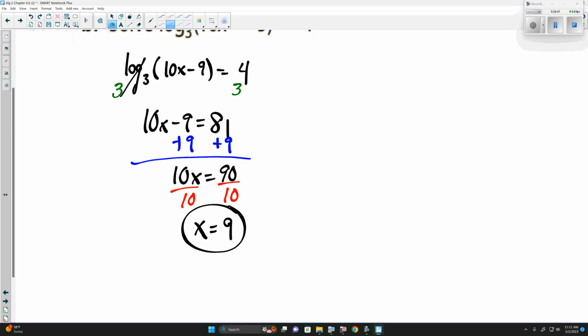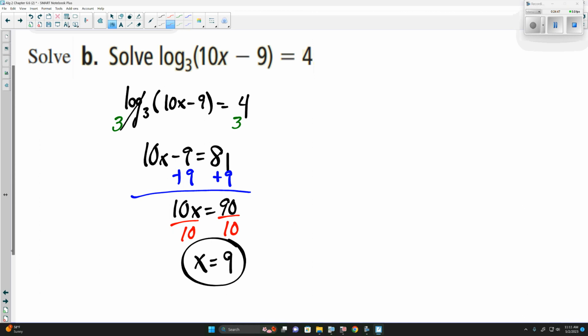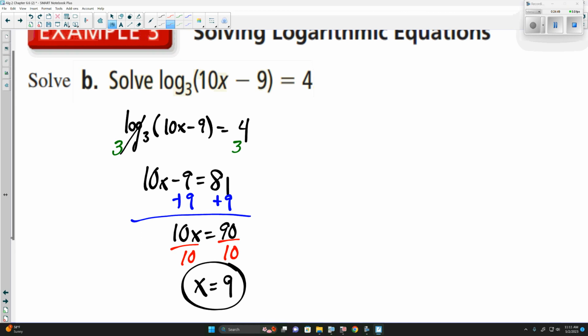Now we can have quadratics if we needed to, and if we end up with a quadratic, we can just graph it and solve from there. Are there any questions on this here? Are you ready for the next one?